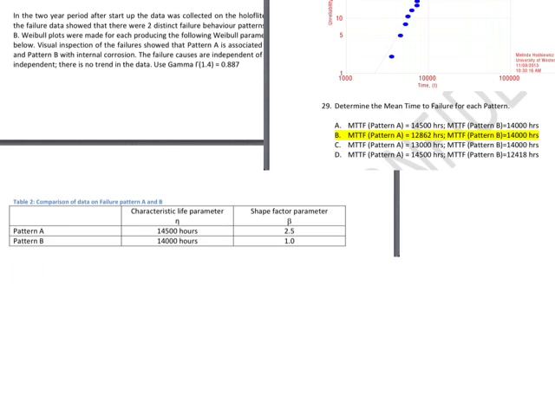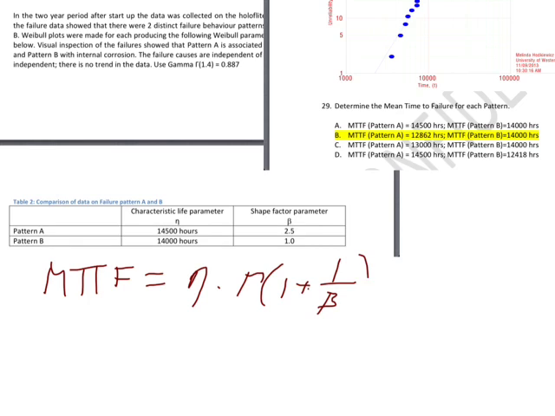So the mean time to failure for a Weibull distribution is given by eta multiplied by the gamma function for 1 plus 1 over beta. So, okay, easy enough. Let's put it in for the two patterns that we've got. So MTTF A is equal to eta.